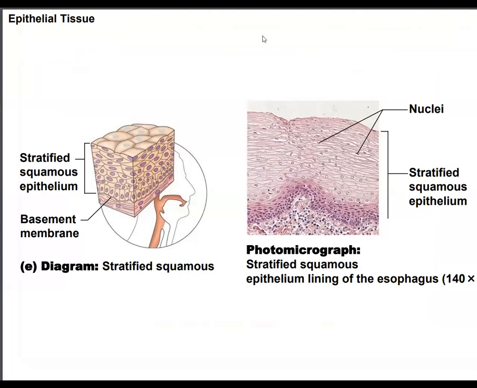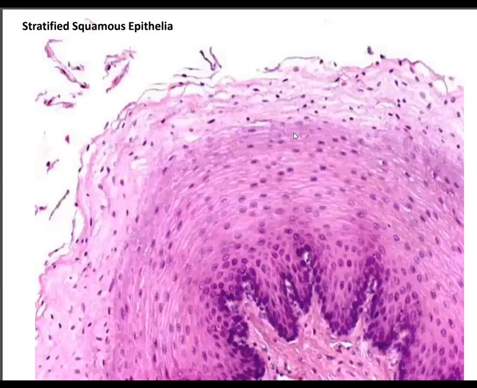If you see here, there are just rows and rows and rows. So row after row after row. There's probably, what, 10 or 20 rows here of flattened cells. So if there are more than one row, our first name is stratified. If it's squashed cells, and you're looking at the top cells to see what shape it is, these top cells are very squashed. So the middle name is squamous and last name is epithelium. So this is stratified squamous epithelium.